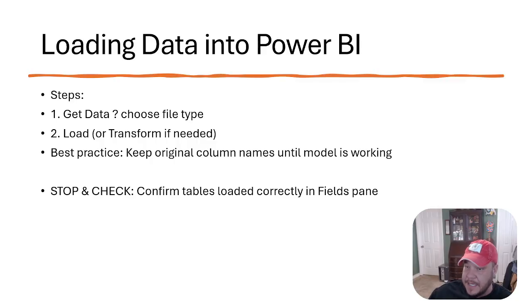Now, once we load the data into Power BI, we're going to go through Get Data. You're going to choose your file, then load it into Power BI. If you already know the data is messy, we're going to use Transform Data first. If not, we're going to load it and inspect what Power BI creates automatically. Once it's loaded, confirm you see your tables in the Fields pane, confirm nothing has failed, and confirm the column names look like what you expect. If the tables don't load correctly, don't keep going hoping it fixes itself. It won't.